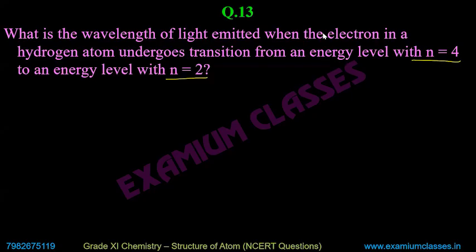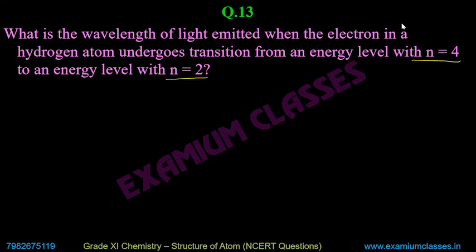Next, I'll give a chance to Kartike. Tell me what is the formula? What is the value of N1? What is the value of N2? The value of n1 is 2 and n2 is 4. And the formula which we will be using in finding wave number is 1.097 into 10 to the power 7 multiplied by 1 upon n1 square minus 1 upon n2 square per meter.